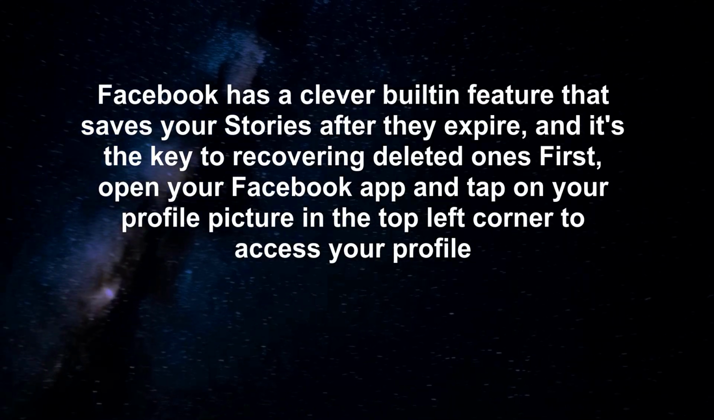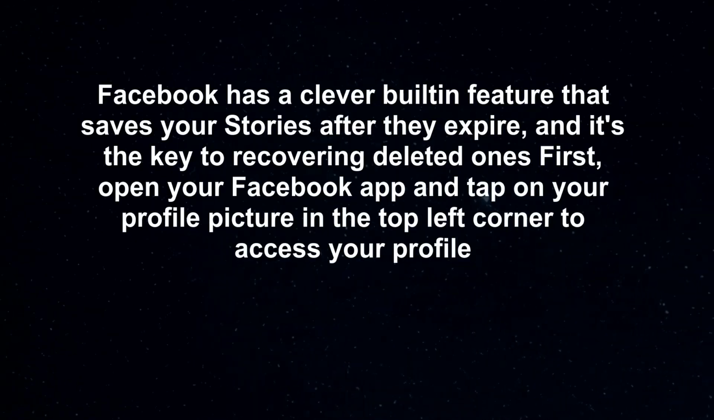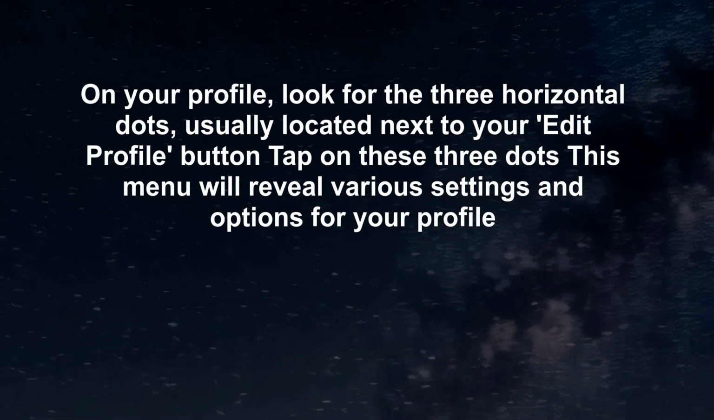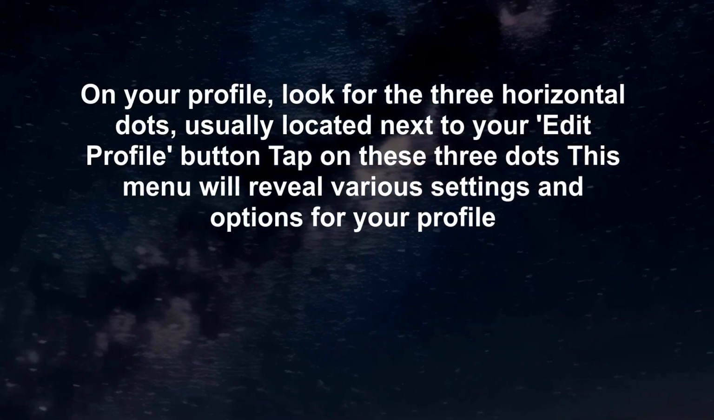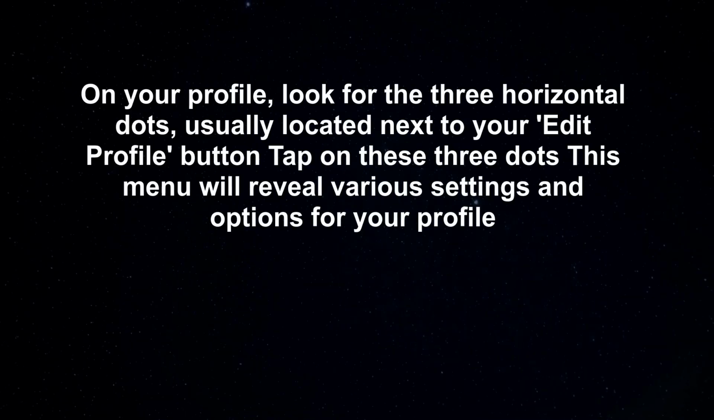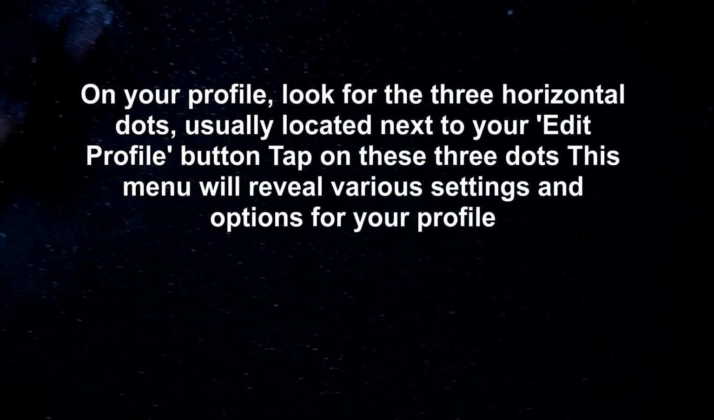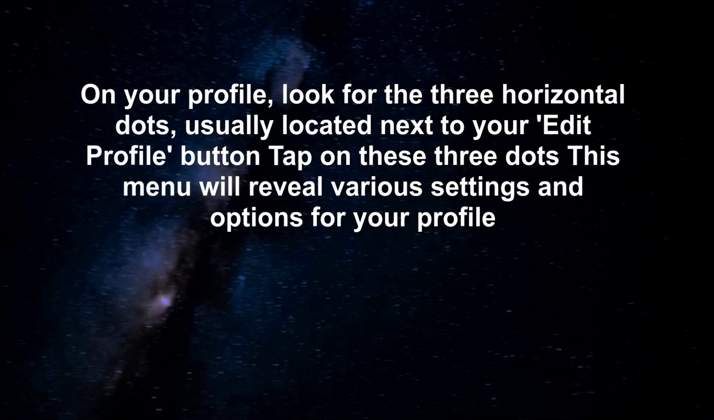First, open your Facebook app and tap on your profile picture in the top left corner to access your profile. On your profile, look for the 3 horizontal dots, usually located next to your Edit Profile button. Tap on these 3 dots. This menu will reveal various settings and options for your profile.